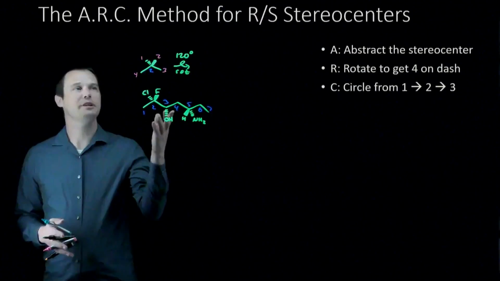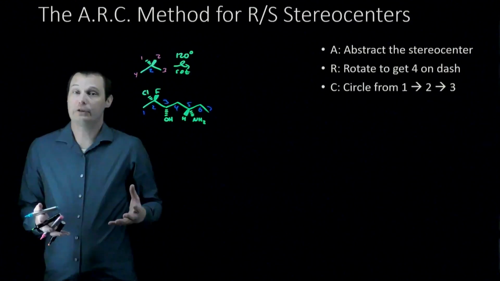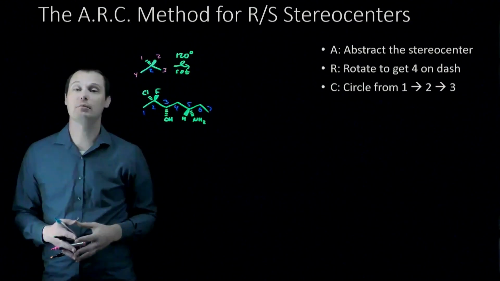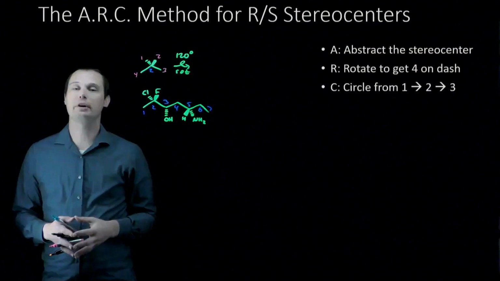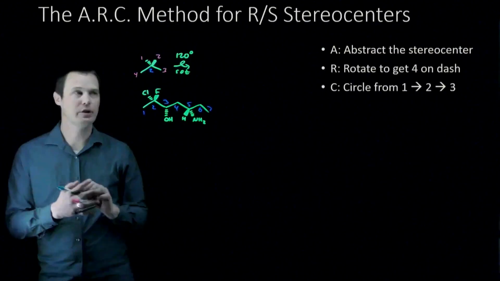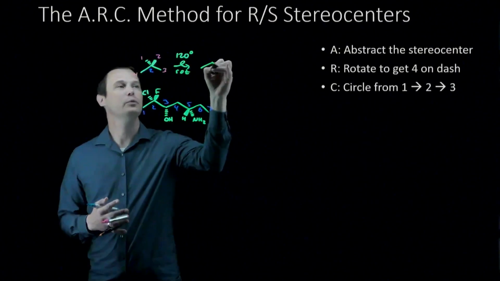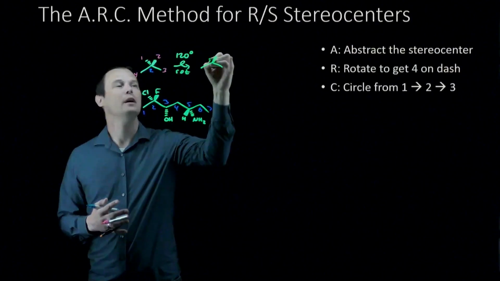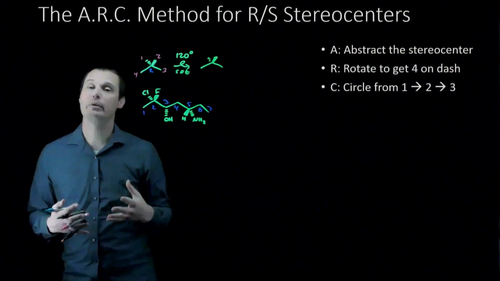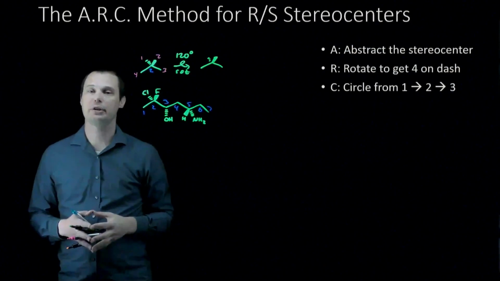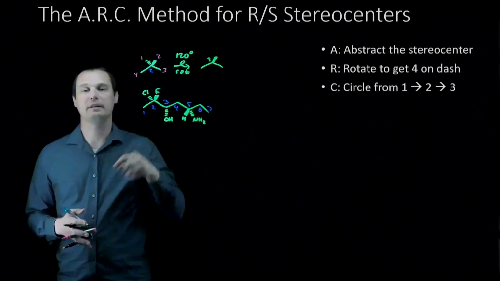The second step is to rotate number 4 to be on the dash. If it's already on the dash, great. If not, we can do rotations to get number 4 on the dash. Here, we'll do a 120-degree bond rotation to get number 4 on the dash. To do a 120-degree bond rotation, we keep all the sticks in the same place. We hold one side of the bond constant, and we rotate the rest of the groups around like musical chairs. If you need a refresher video on that, I have a link to that down below.